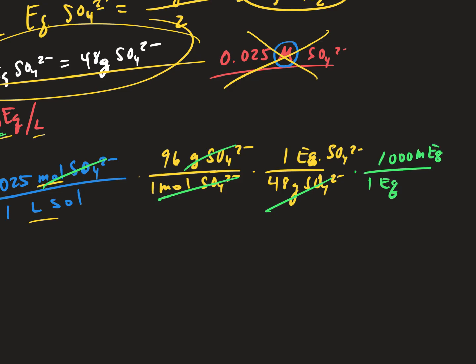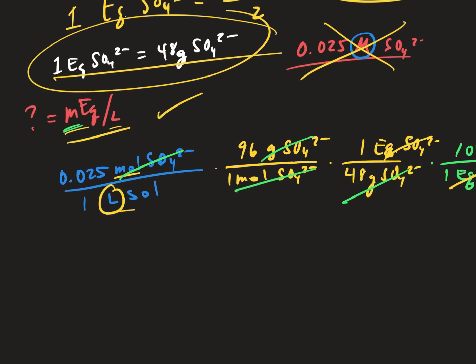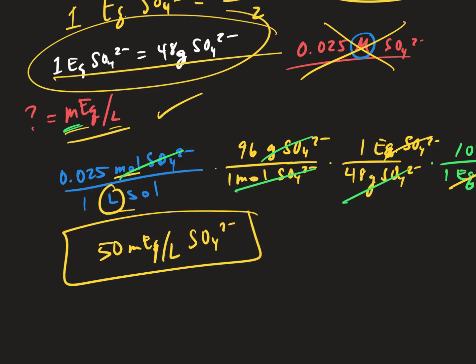You guys can do this, right? Because I'm just going through. Maybe I should ask you guys. You tell me. Okay. Equivalents go away, and we're left with milliequivalents per liter, and that's what we're looking for. We're done. So we multiply and divide those, and we should get 50 milliequivalents per liter of SO4 2 minus. We good?